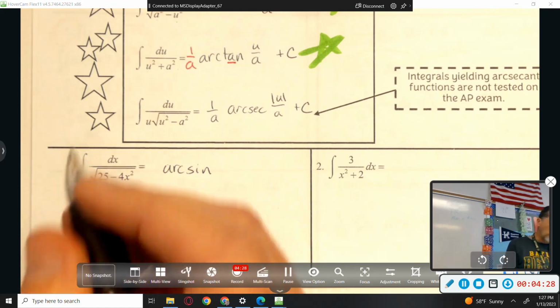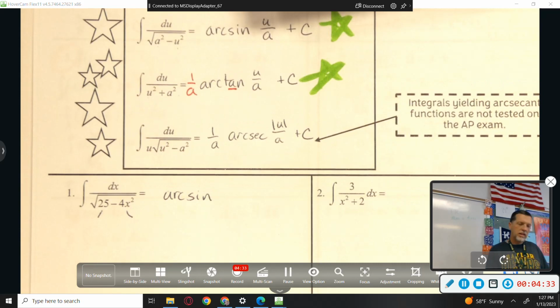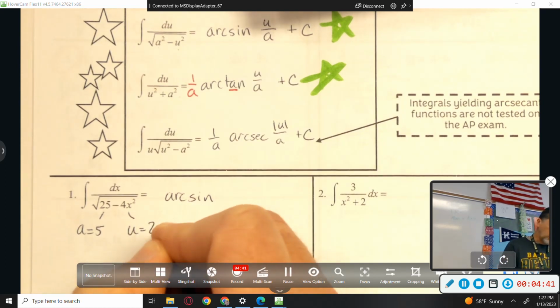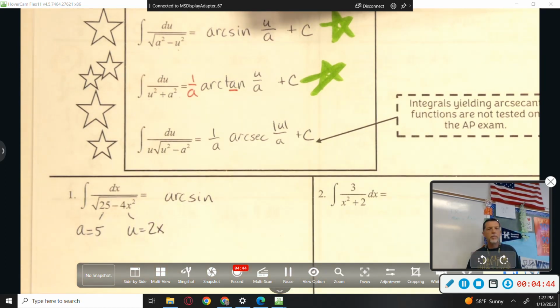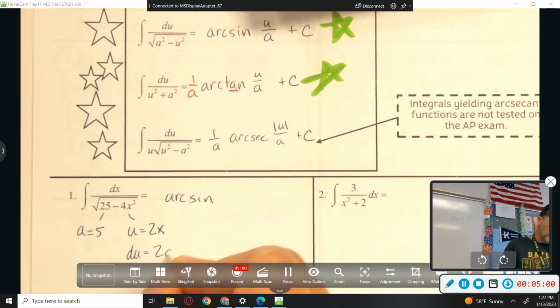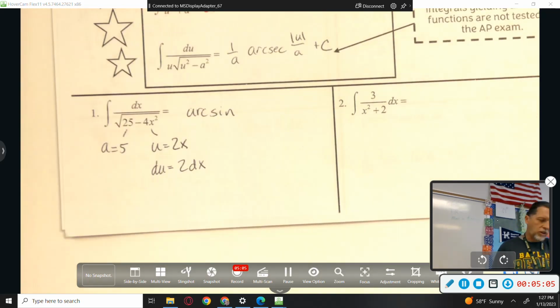Then we've got to figure out, well, what was u and what was a? Well, a was 5, because a squared would give us 25. u was 2x. Now, if u was 2x, then that introduces a chain rule issue for us, because that means du is 2 dx. So we're back to some u substitution here.